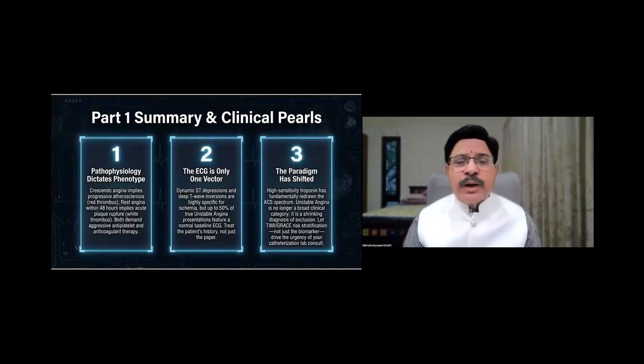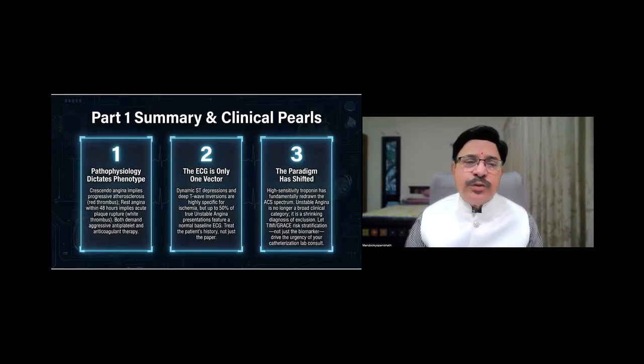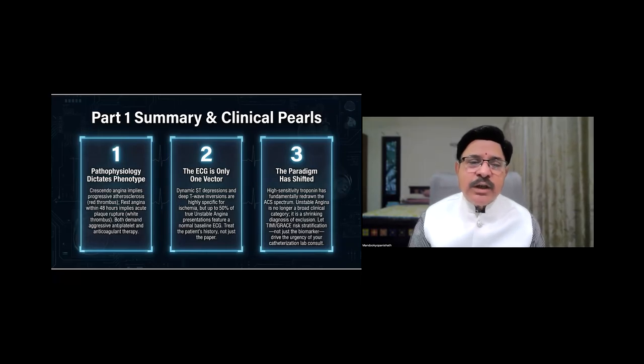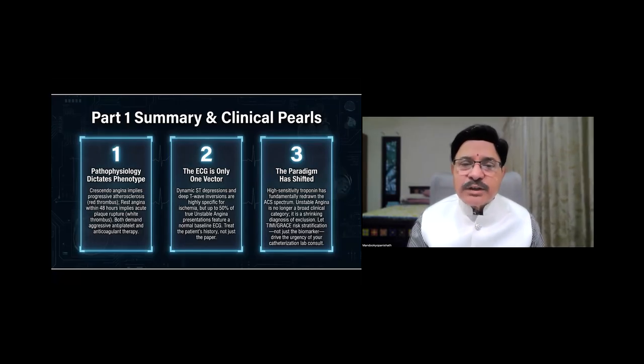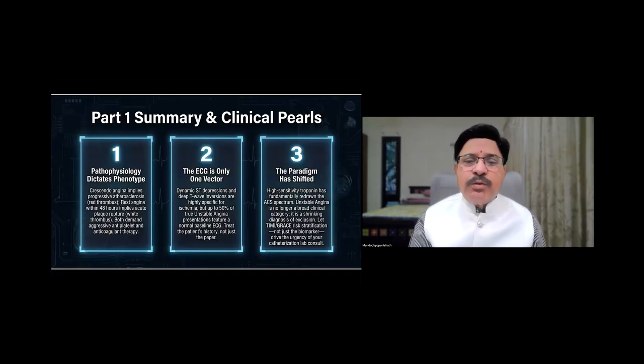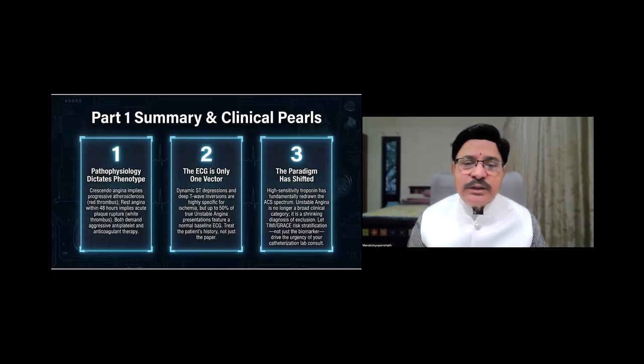Now, part 1, I am summarizing. Pathophysiology. What is the pathophysiology? Crescendo angina, progressive atherosclerosis, red thrombus, rest angina not relieved by nitroglycerin or rest, versus acute plaque rupture, white thrombus. Both demand aggressive antiplatelet and anticoagulant therapy. ECG vector, that means dynamic ST depression or T inversion, is highly specific for ischemia. Up to 50% of people may not have ECG changes.